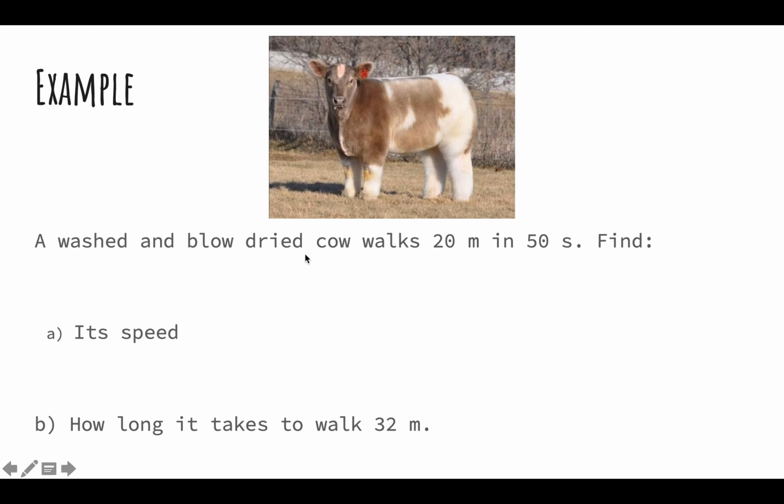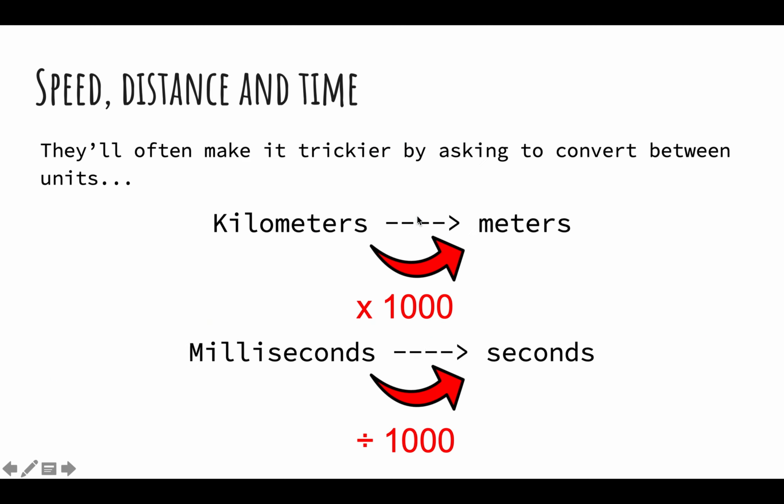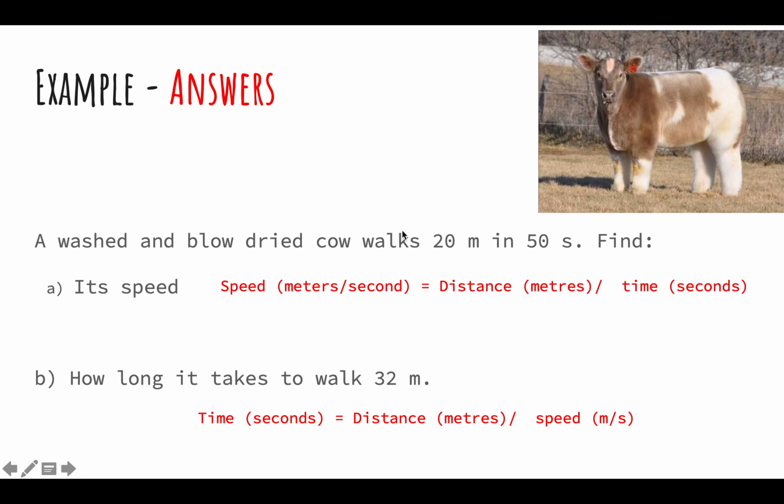So we've got this cow and it walks 20 meters in 50 seconds. So we need to find its speed. I'm going to use my equation. I want to find speed. If I go back to speed, speed equals distance divided by time, the distance being 20 meters in this case, and the time being 50 seconds. So where we see distance, we're going to write 20, and where we see time, we're going to write 50.